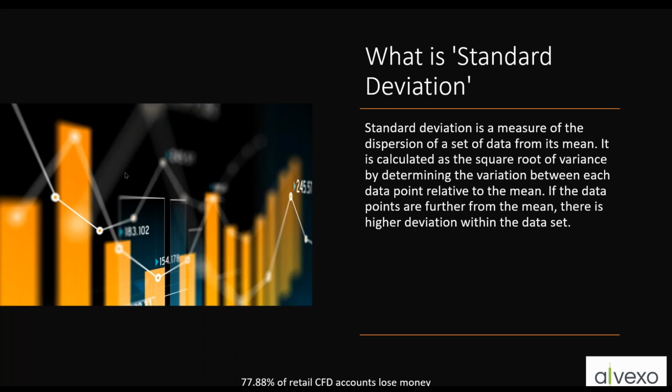Now, wouldn't it be important to you if you realize that the further the data points are from the average, the higher the deviation within that set? So in other words, if the difference between that moving average and the open, the high, the low, and the close were farther from that mean, that would tell you something important.